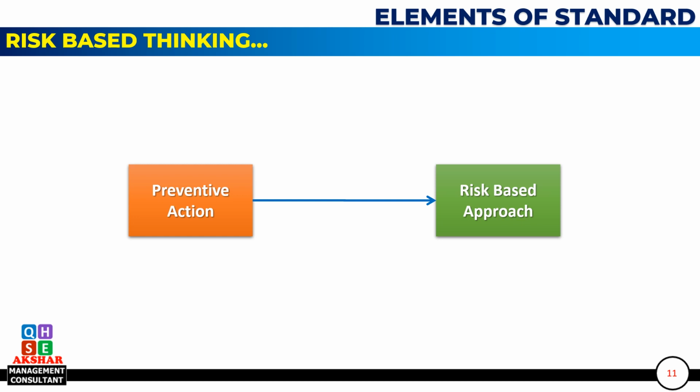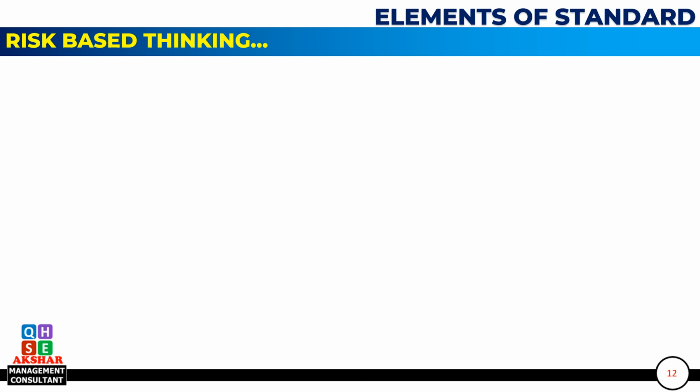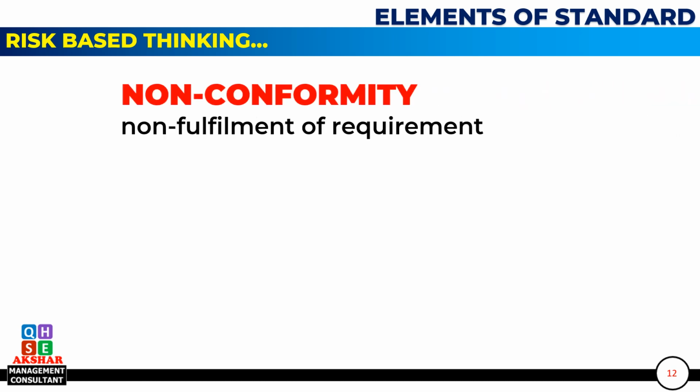In order to understand what is called risk-based thinking, we will learn 4 different terms. We will learn 4 terms here. 1. Nonconformity. 2. Correction action. 3. Corrective action. 4. Preventive action.